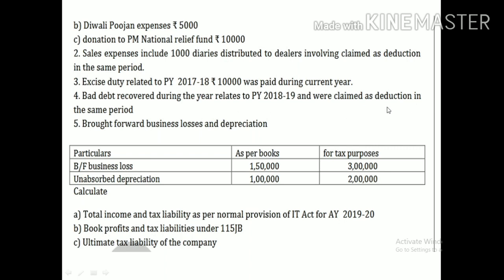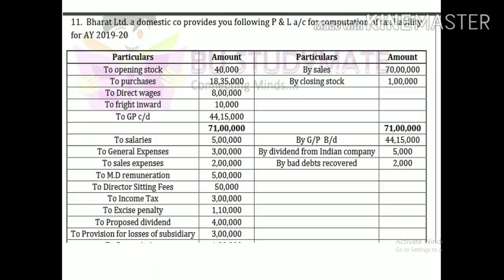Deduction. Nothing but, if it is allowed earlier, nothing but what? It is a business expense that the company has recovered. So it is considered as what? Business income. Okay, so it should be ignored.